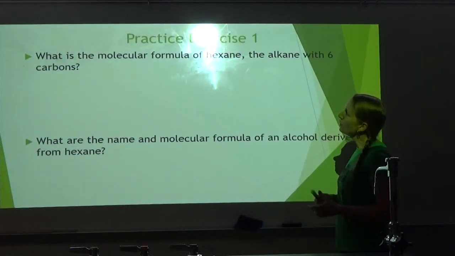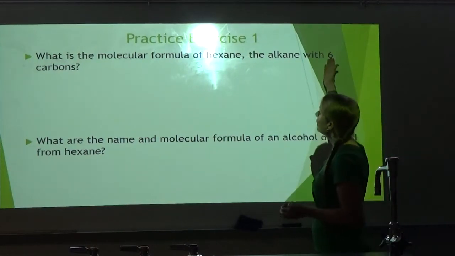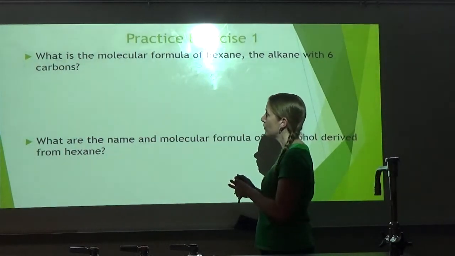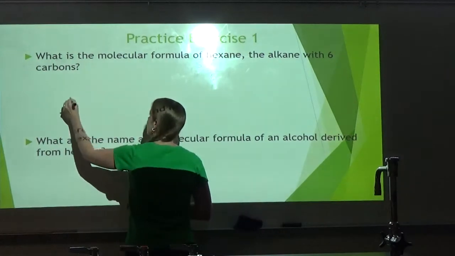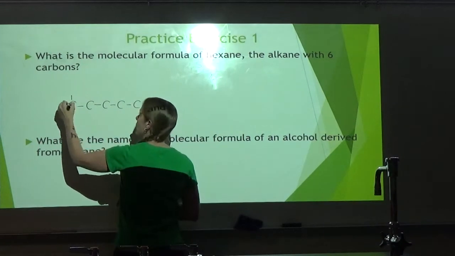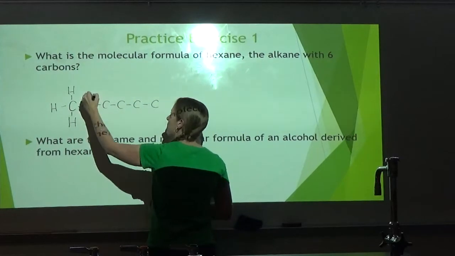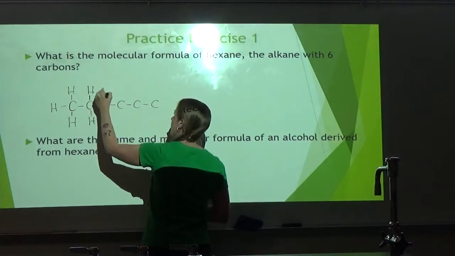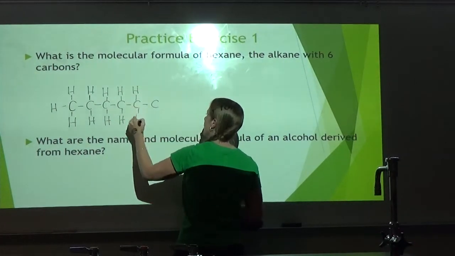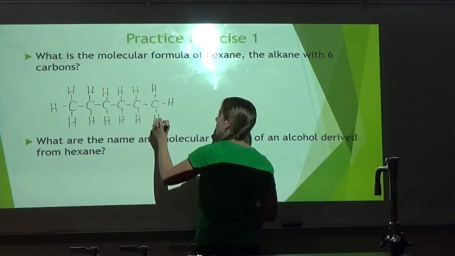It says, what is the molecular formula for hexane, the alkane with 6 carbons? Even if it didn't tell you this part, you know hex means 6. So I know that there are going to be 6 carbons. My end carbons, of course, are going to need 3 hydrogens each, so 2, 4, 6, 8. My middle carbons are each going to need 2 hydrogens. Notice it's just a pattern. This isn't something super difficult that's going to take you forever to get. And then my end carbon again needs 3 hydrogens.